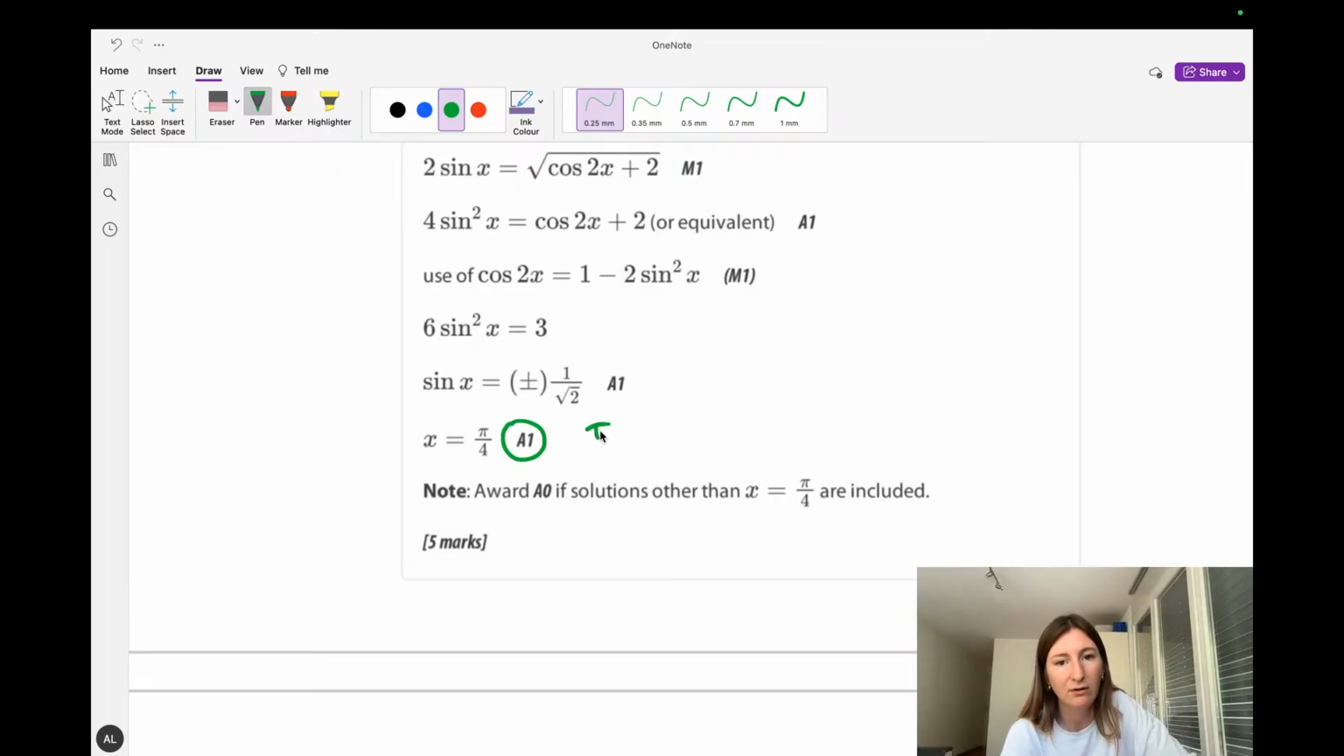So if you said, even though you have pi over 4, you also said, I don't know, 5 pi over 4 like that, they wouldn't say, okay, well, you've got that one, so that's 1 mark. They would give no marks because you said that's the solution, but that's not the solution. That is. So that's really important for the domain, just to look back on it.